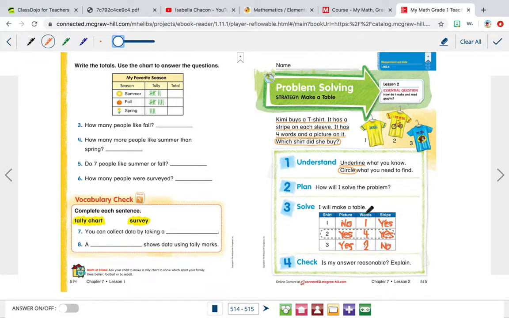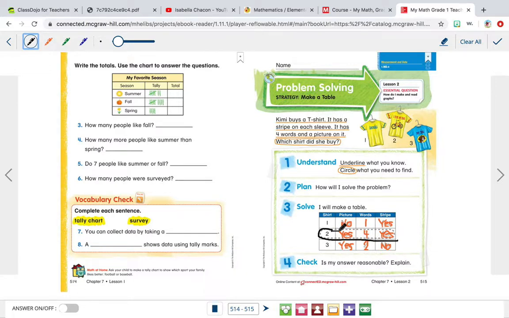So which shirt has a picture? Shirts 2 and 3. Which shirt has 4 words? Shirt 2. And which shirt has stripes on it? Shirts 1 and 2. Shirt 2 is the only shirt with all of the things that we need. We needed a picture, we needed 4 words on her shirt, and we needed stripes. So shirt 2 is the shirt that Kimmy bought.